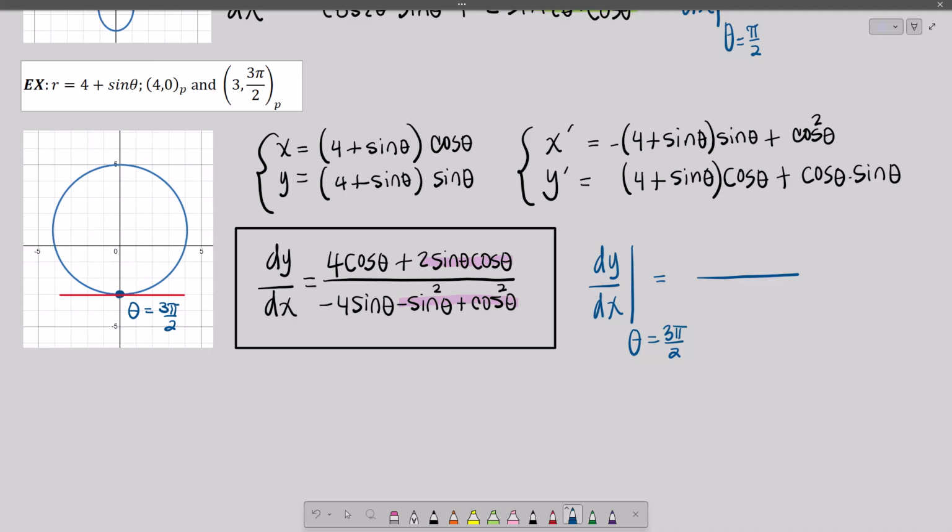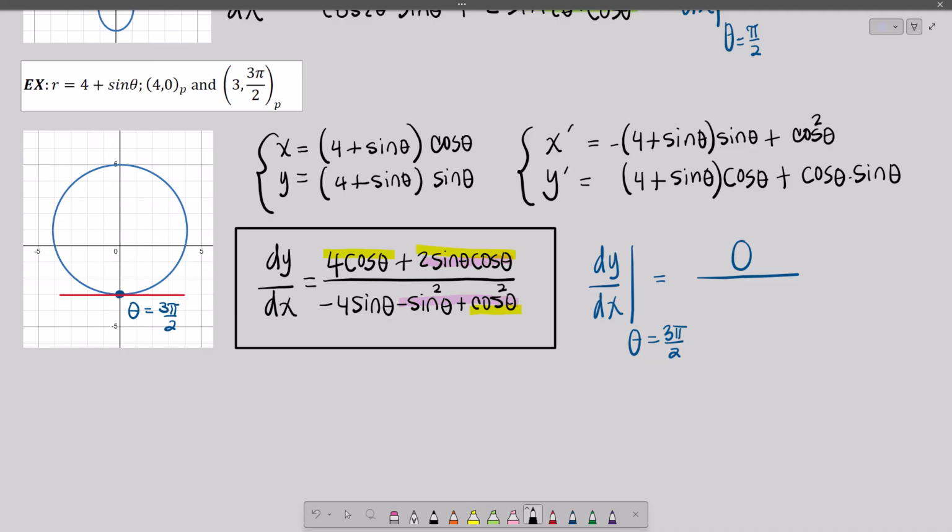So plugging in 3 pi over 2 into the numerator, cosine of 3 pi over 2 is 0. The cosine value down here is 0. So the numerator is definitely 0. The denominator, 3 pi over 2. Let's highlight all the things that go to 0 with yellow. So that's going to go to 0. That's going to go to 0. Cosine of 3 pi over 2 is 0, so that's going to go to 0.